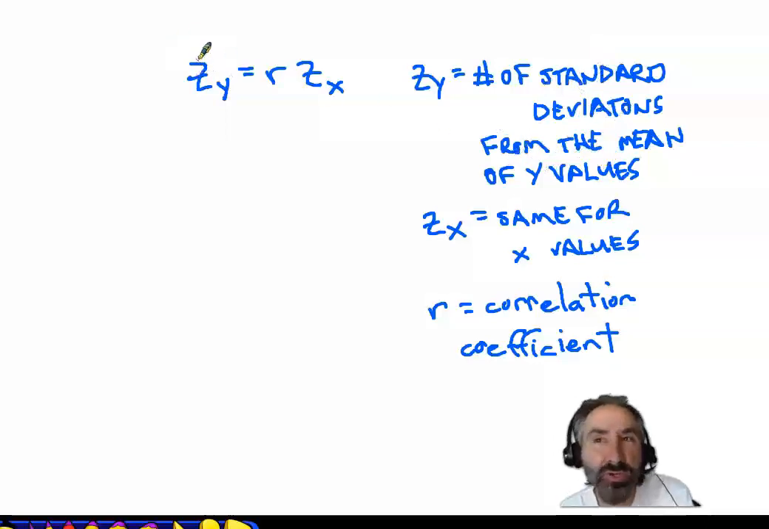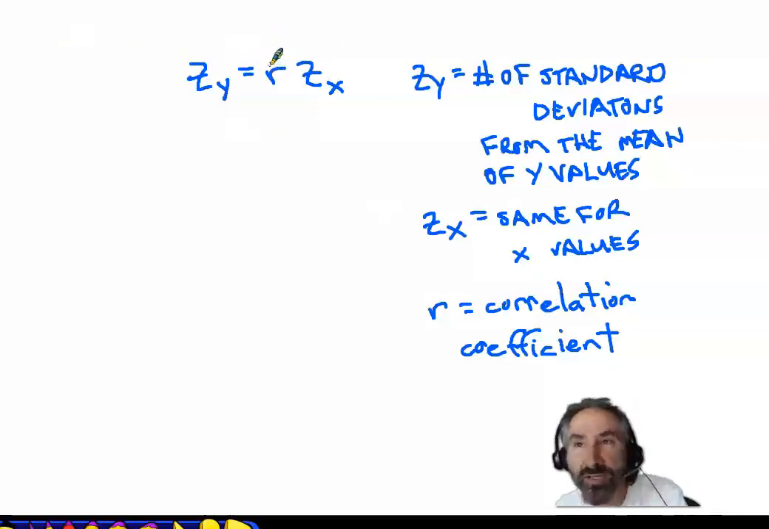So if we took all of the y values and we found the mean, this z would be how many standard deviations we are away from that mean for a particular y value. And this would be the number of standard deviations from the mean for a particular x value. It turns out that we can relate this number of standard deviations for our response variable to the number of standard deviations for our explanatory variable. We can relate them to each other by r, the correlation coefficient.